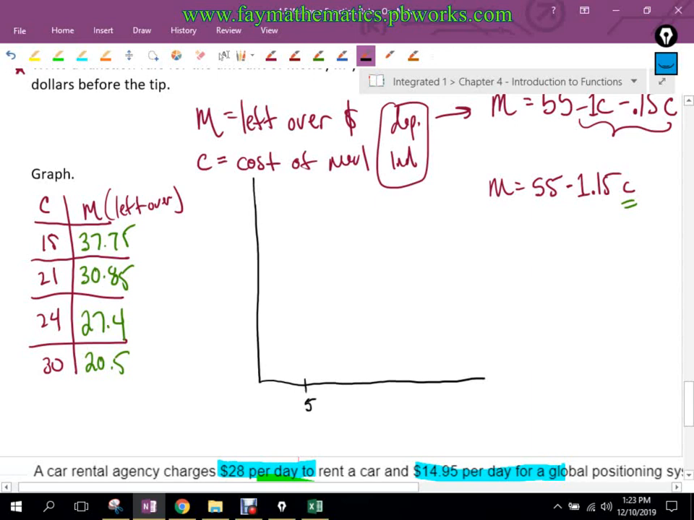All right, so if I go 5, 10, I think using intervals of 5 on my x-axis kind of makes sense.